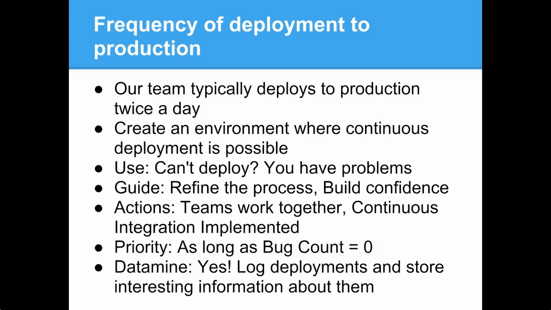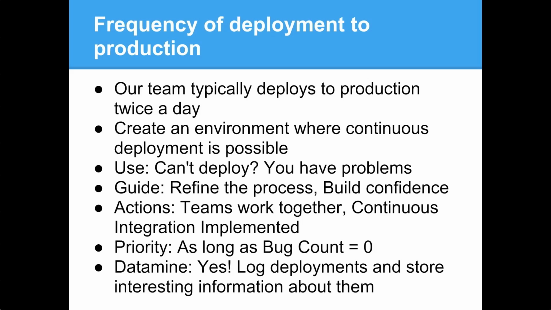Frequency of deployment to production is another primary metric. Our team currently deploys to production twice a day, and we have an environment where continuous deployment is possible. The usefulness of this metric is that whether or not you can deploy is a strong indicator of whether or not your build process has been worked out and whether or not you have problems somewhere else in your stack.